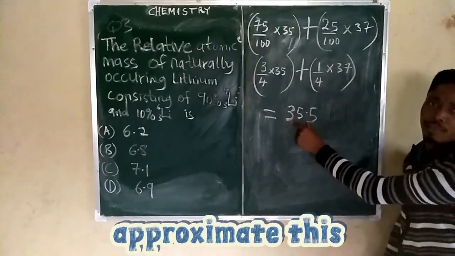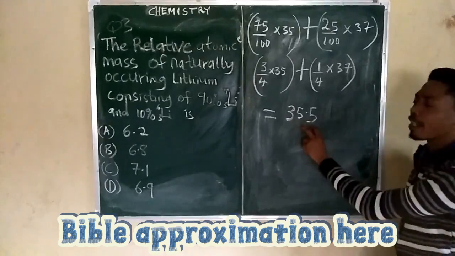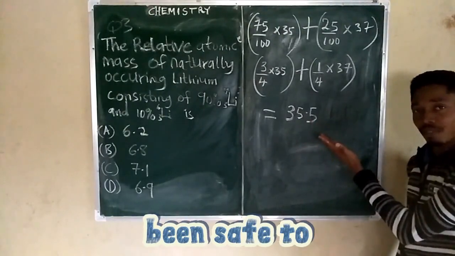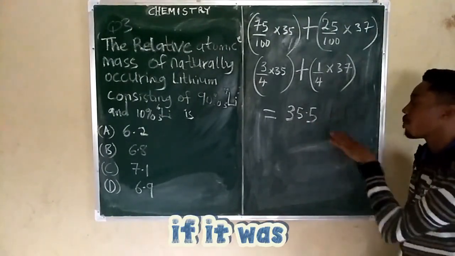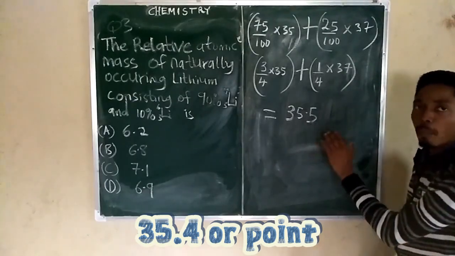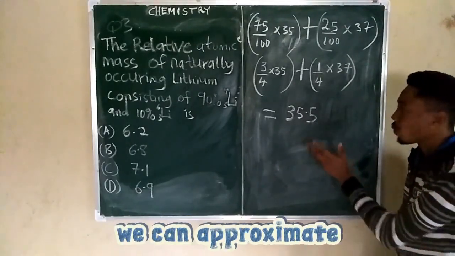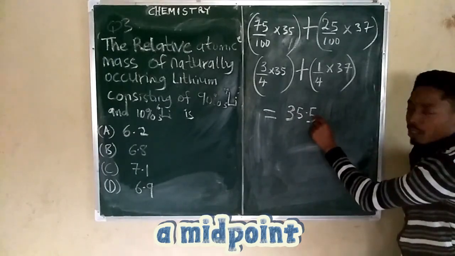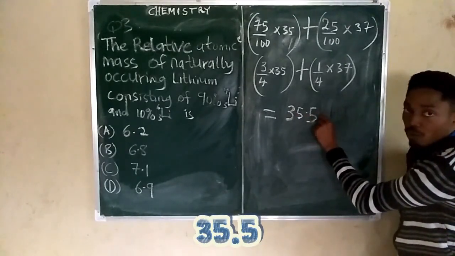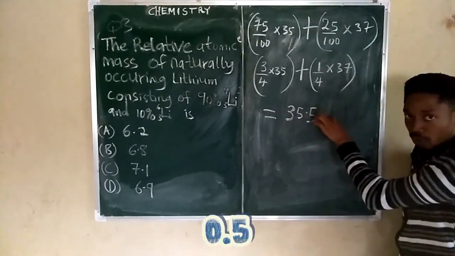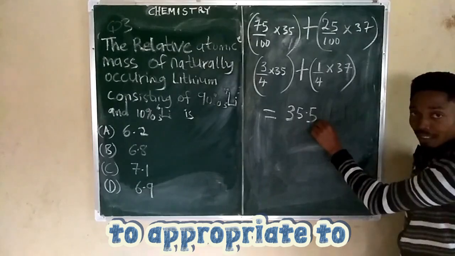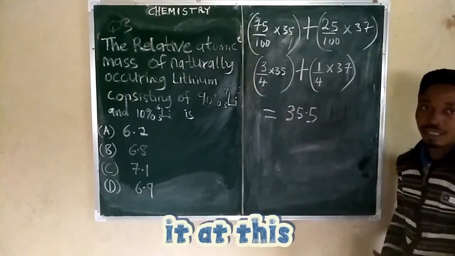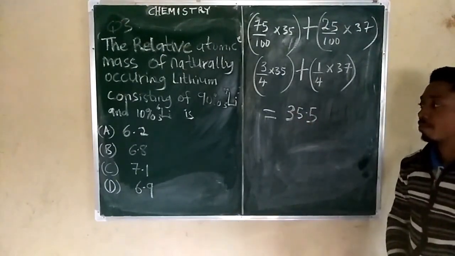Why can't we approximate this value? Approximation here is very risky. If it was 35.9, it would have been safe to approximate. If it was 35.4 or 35.3 or 35.2, we can approximate it to 35. But we are having it at a midpoint, 35.5. It is risky to approximate to 36. That is why it is safer to leave it at this value.